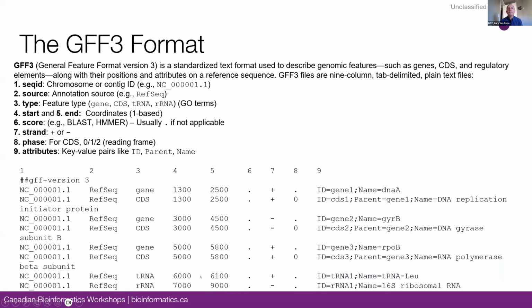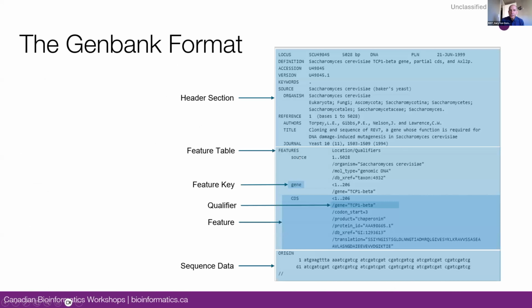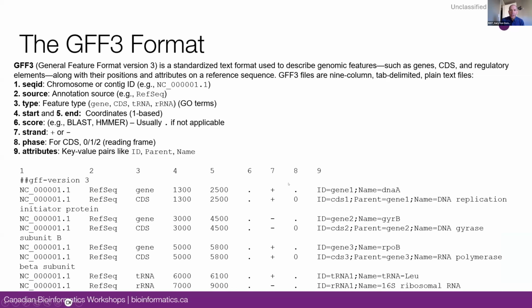We also have the GFF3 format. This is the general feature format, a general compact way to store feature data. This is from the same GenBank file, just converted into this GFF format, but it's basically a table format that has 9 columns, and I list for you what each field is for each column.